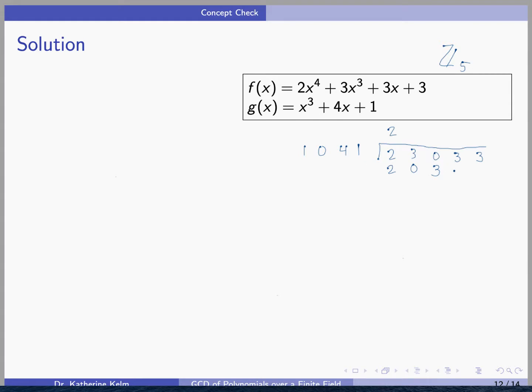2 times 1 is 2. 3 minus 2 is 1. 0 minus 3 is negative 3, which is 2 in Z5. 3 minus 0 is 3. Bringing down the 3. We need 3 here. 3 times 1 is 3. 3 times 0 is 0. 3 times 4 is 12, which is 2 mod 5. 3 times 1 is 3.